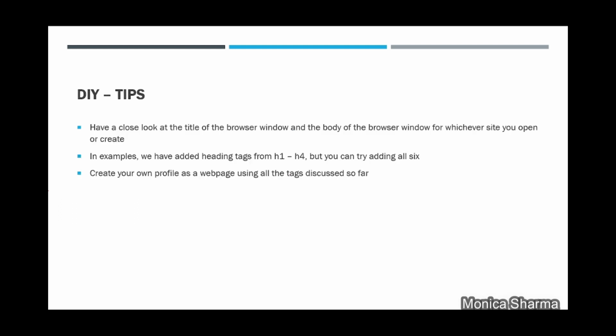Some tips to do it: you need to have a close look at the title of the browser window and the body of the browser window for whichever site you open or create. So always observe the title part and the URL part of whatever you're going to create or whatever you're opening. That will help you remember the title tag and the URL and will help you understand the difference between the two. Also, in the examples, we have added heading tags from H1 to H4 in the profile example that I gave you, but you can try adding all 6 and you can create your own profile as a web page using all the tags we have discussed so far.